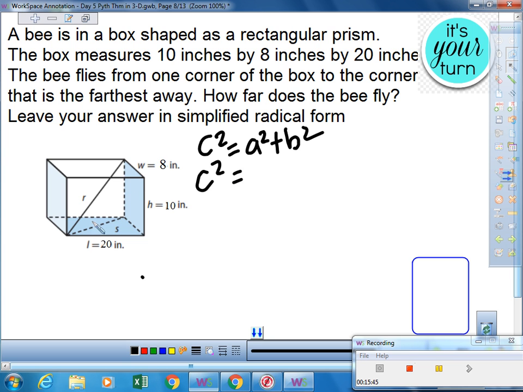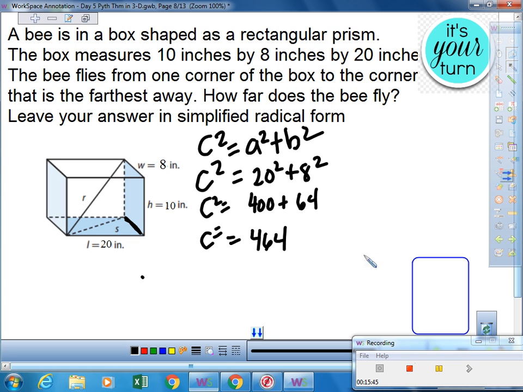Remember, when you are solving, you're always going to solve both problems for c squared. 20 squared plus, and then I need to find this side. This side is the same as this, 8 squared. 400 plus 64, c squared equals 464. How many of you had that? Okay, most of you, good.